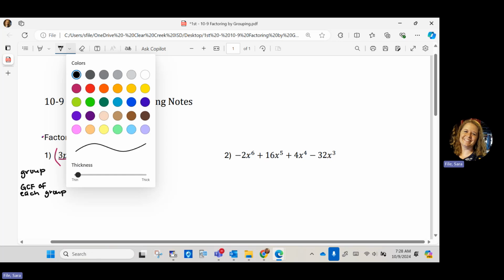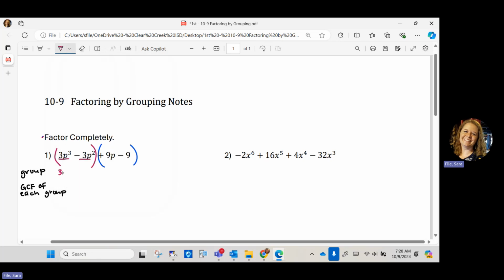My GCF of this first group, y'all said, is 3p squared, which is going to leave me with just a p in the first term. What is that going to leave me with over here? If I divide by 3p squared, what does that become? A 1. If you actually need to show that division, you need to show we're dividing by 3p squared. Over here, the 3's reduced, but the p cubed divided by p squared was p. But here, the 3's reduce and the p squares reduce, so there's nothing left over there.